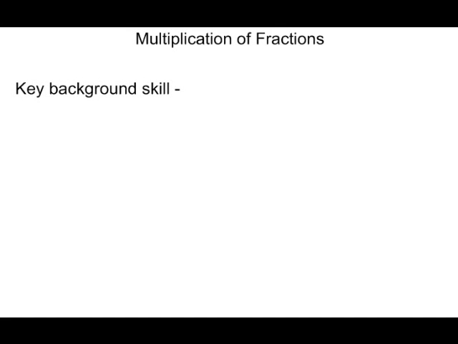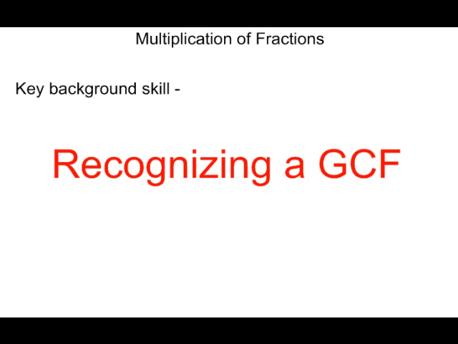Let's take a look at how to perform the multiplication of fractions. The key background skill that you need to do this is to be able to have recognition of a GCF. GCF is greatest common factor. What we mean by that is if you have a few given numbers, their greatest common factor is the largest number that you can divide the given numbers by evenly. Sometimes we call it a number that goes into another number.